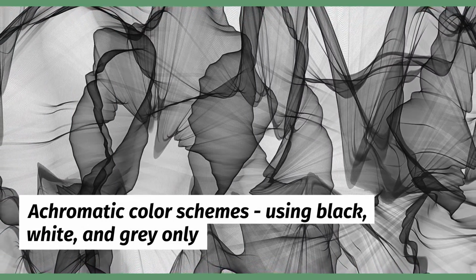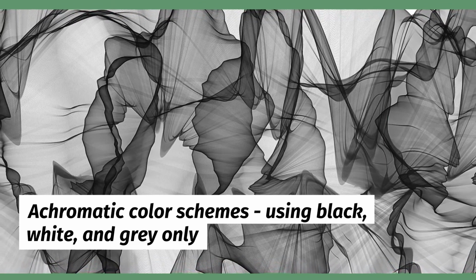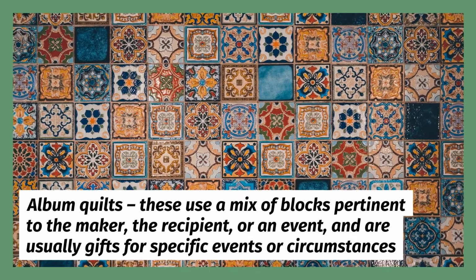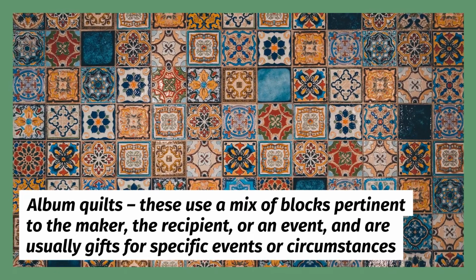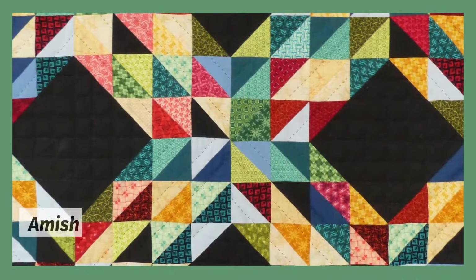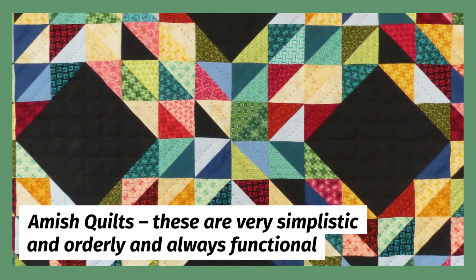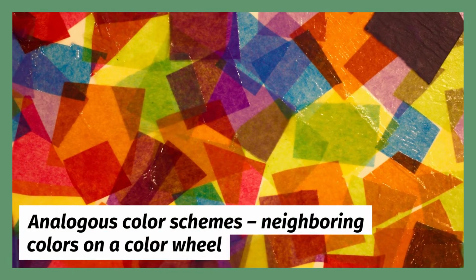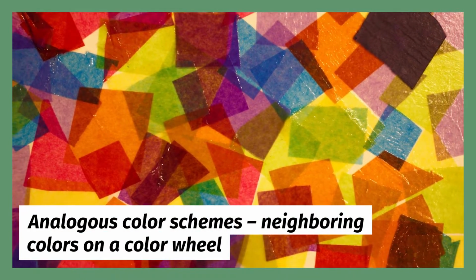Achromatic color schemes, using black, white, and gray only. Album quilts use a mix of blocks pertinent to the maker, the recipient, or an event, and are usually gifts for specific events or circumstances. Amish quilts are very simplistic and orderly and always functional. Analogous color schemes, neighboring colors on a color wheel.